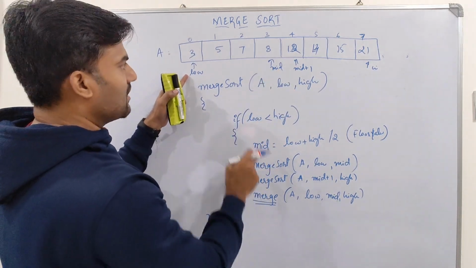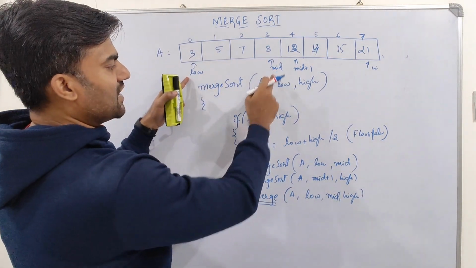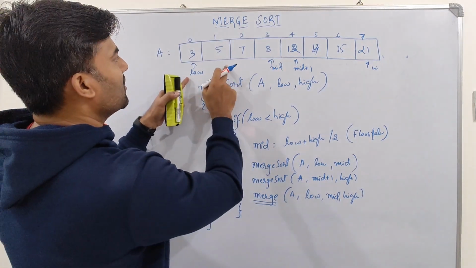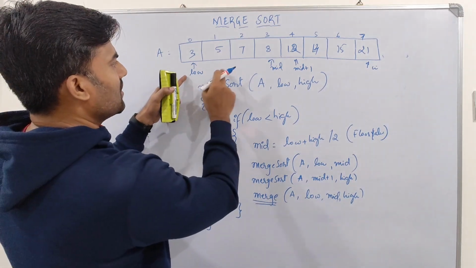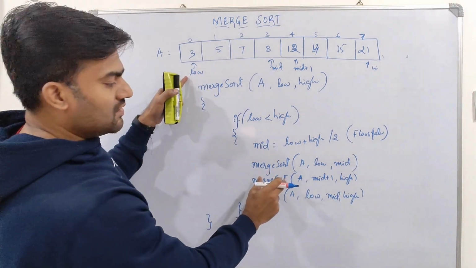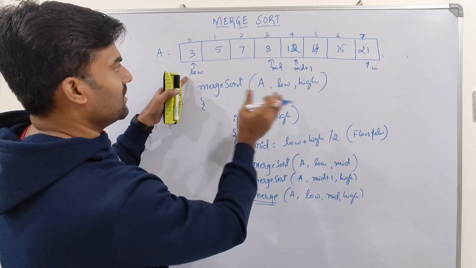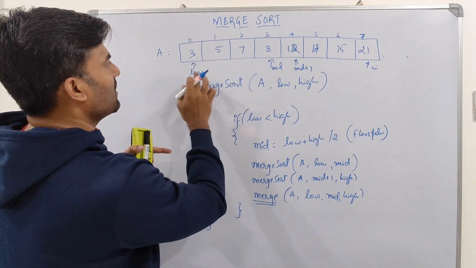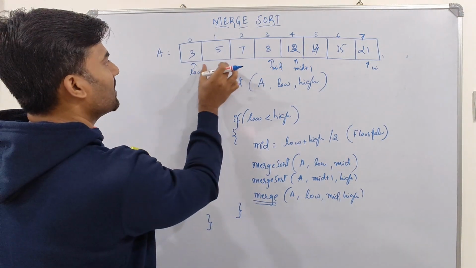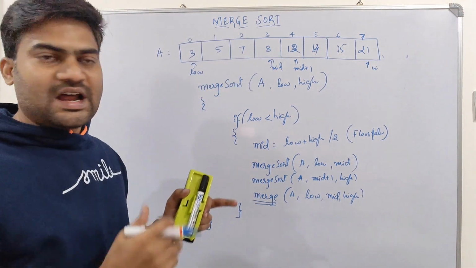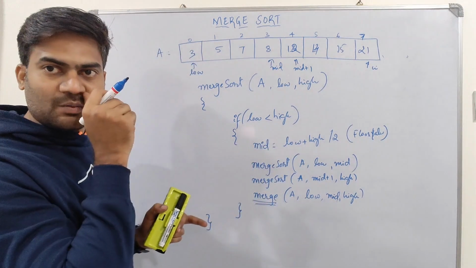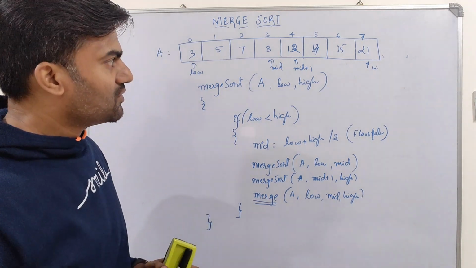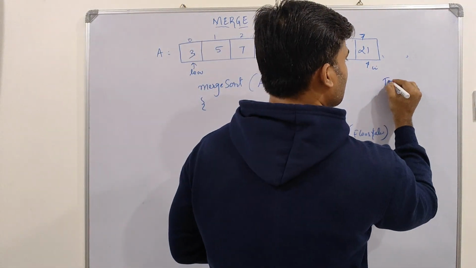Again it will come here, my low will still be less than my high value, and again I will calculate the mid, which will be somewhere 1. So my next partition, the dividing, happens from 0 to 1 and 2 to 3. So it will try to solve 0 to 1, and again the division happens, it will get 3 and 5 separately, then it will start merging from there. So this is how this logic works. Let us try to understand its time complexity.